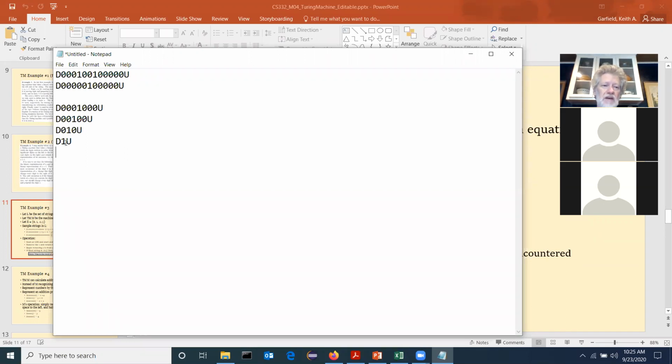If I ever do end up with a string like this, or a string like this, then they are not equal. It is not a string in the language. And then I can recognize that and reject and say no.